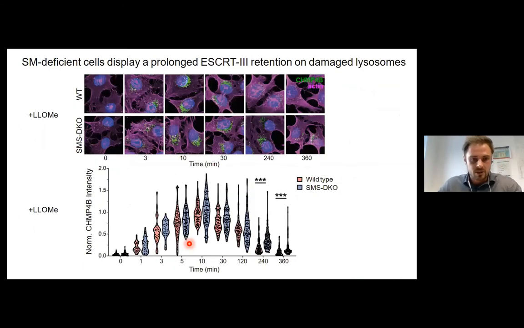The idea of two independent pathways was also further supported by an observation that SMS double knockout cells show no defect in the recruitment of the ESCRT component CHMP4B upon lysosomal damage when compared to wild-type cells. The only significant difference I found was that SMS double knockout cells show a prolonged retention of CHMP4B on damaged lysosomes, as can be seen here, which potentially could be explained by saying that those cells that lack the sphingomyelin-dependent pathway of repair rely more on the ESCRT-dependent pathway, and the ESCRT needs to take over.